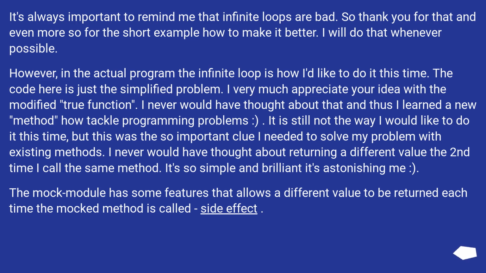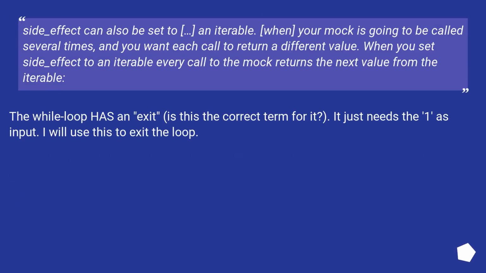Smile. The mock module has some features that allow a different value to be returned each time the mocked method is called. side_effect. side_effect can also be set to an iterable. When your mock is going to be called several times, and you want each call to return a different value, when you set side_effect to an iterable, every call to the mock returns the next value from the iterable.